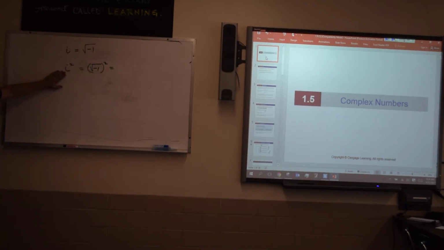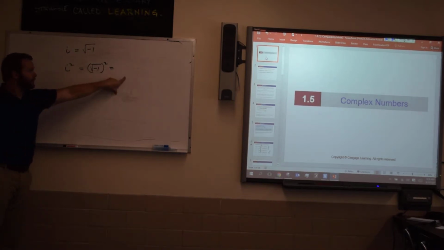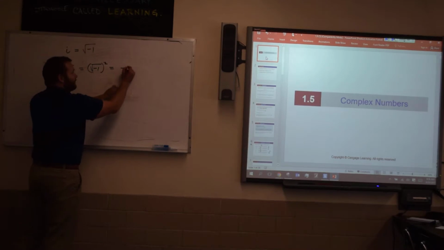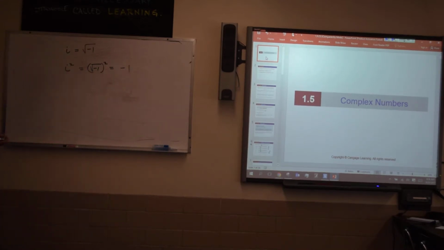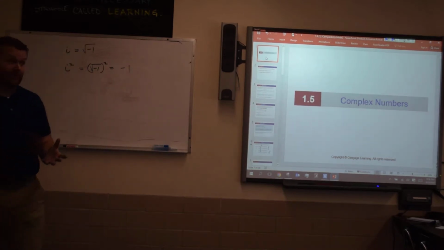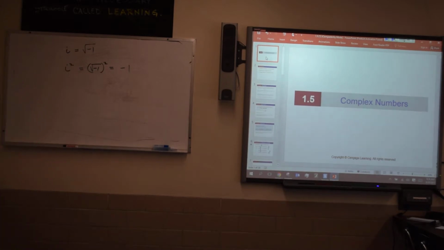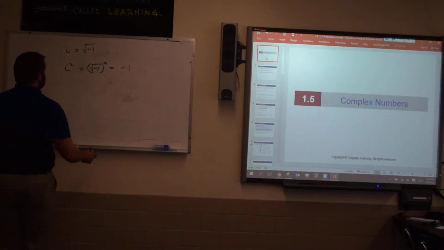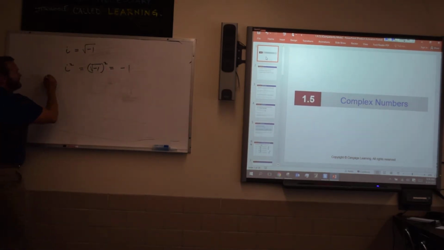Now if I square that, it looks like that, right? So what's that going to give me? If I evaluate that, it gives me negative 1, right? And that's a fact that you guys learned last year with Mr. Coles, right? i squared is equivalent to negative 1. That's part of our definition for what i is equal to. Okay. Now usually that's really all you need to know.